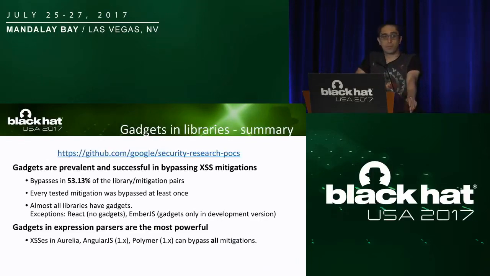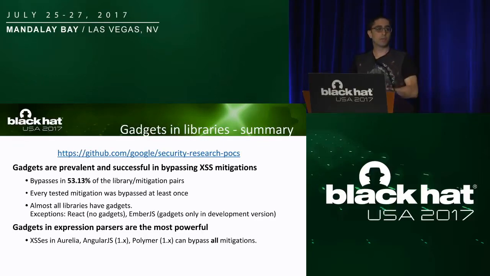This is just a sample of the research that we did on the JavaScript libraries. We found, I think, over 50 gadgets, something like that, that we were able to bypass with. Our success ratio for bypasses was over 50%, and every tested mitigation was bypassed at least once. And there's a GitHub repository with all the examples. Also, this will be present on the Black Hat website, I believe.